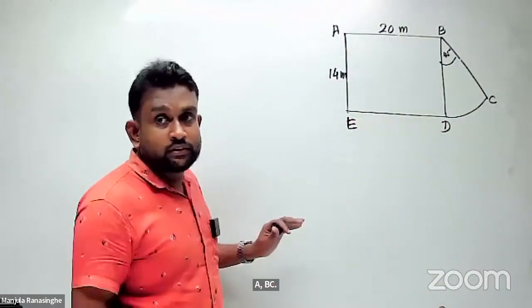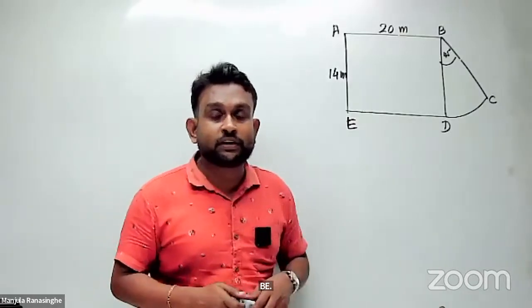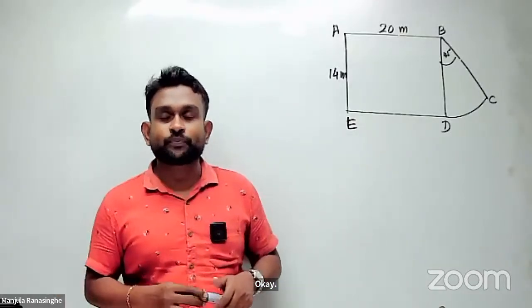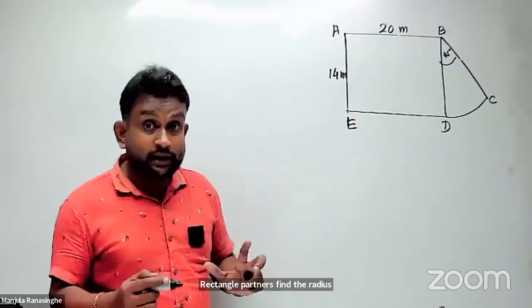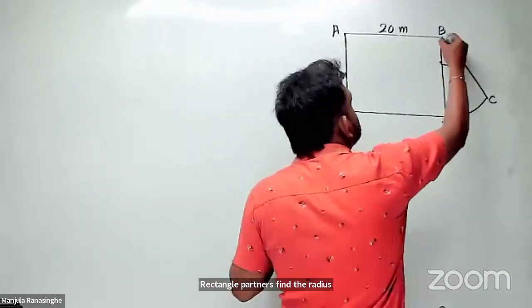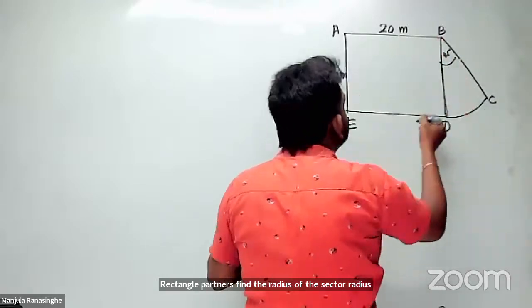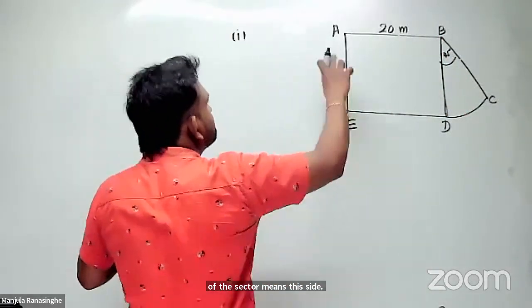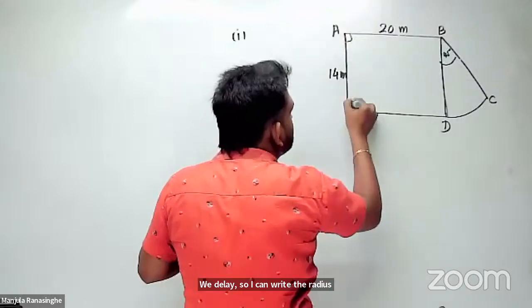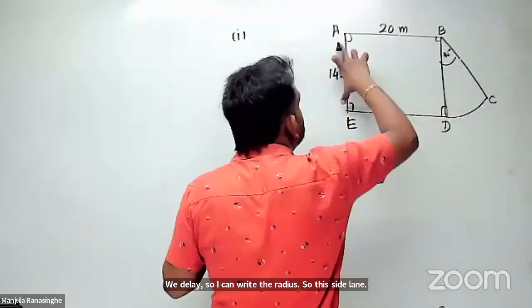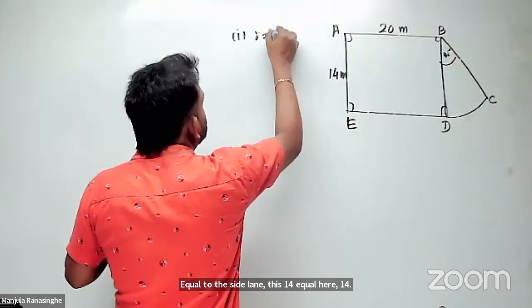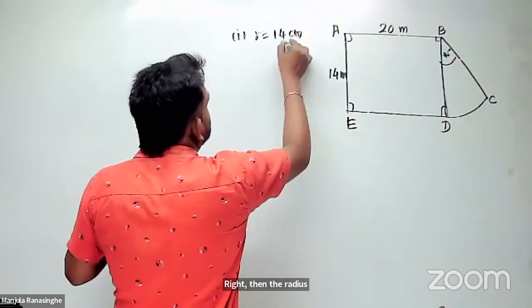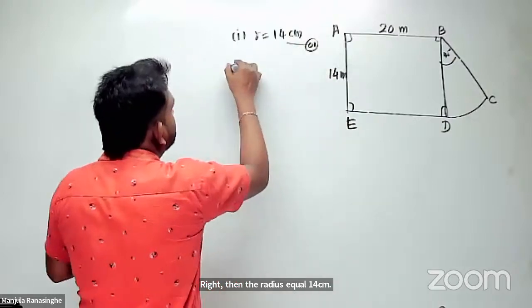Then what they are asking: a rectangle part and a sector. Find the radius of the sector. The radius of the sector means this side BD length. So I can write the radius. This side length equals this side length, this 14 equals here 14. Then the radius equals 14 centimeter. So you have 1 mark there.